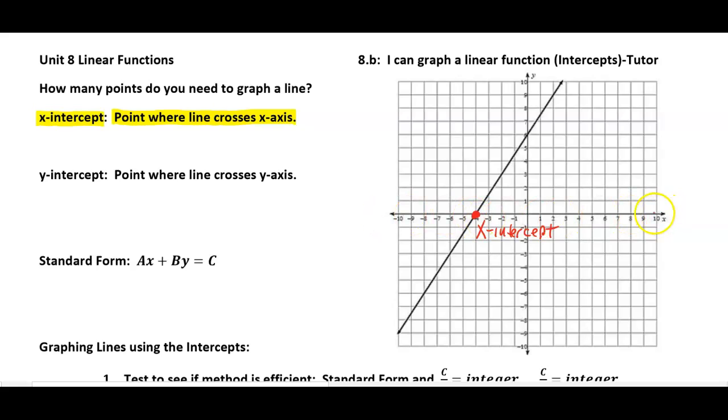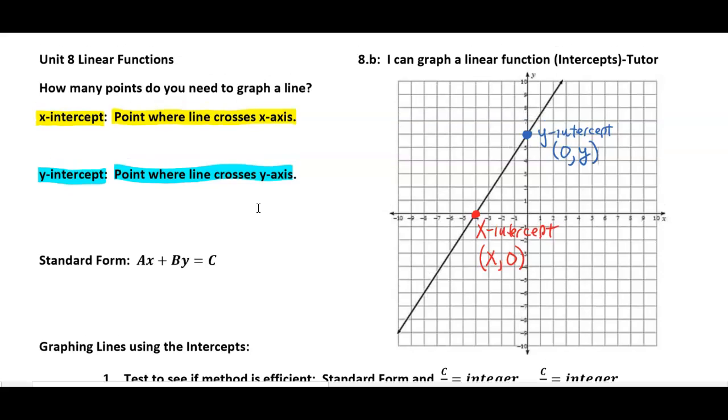Now, what you have to understand is that the x-intercept will always have an x value, but the y value will always be 0, because any point on the x-axis always has a y value of 0. The second point is the y-intercept, and this is basically the point where the line crosses the y-axis. If I go up here and highlight the y-intercept, that's the point where the line crosses the y-axis. This is your y-intercept. And notice, anytime you're on the y-axis, what do we know is always true? X is always 0. So it'd be 0, comma, whatever y is.